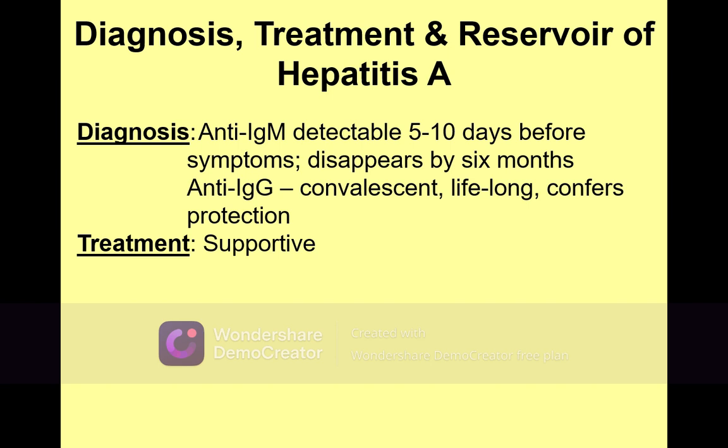Diagnosis can be done with anti-HAV IgM, which you can detect 5 to 10 days before symptoms, and it disappears by 6 months. But IgG is convalescent. It is lifelong and confers protection. For example, if somebody is pregnant, you can do this screening.